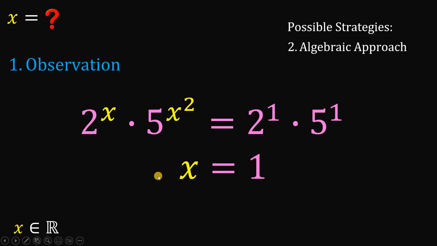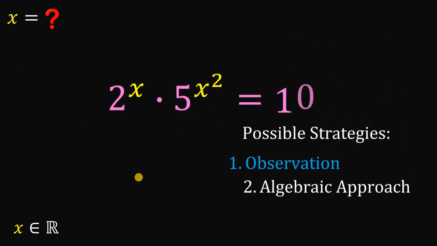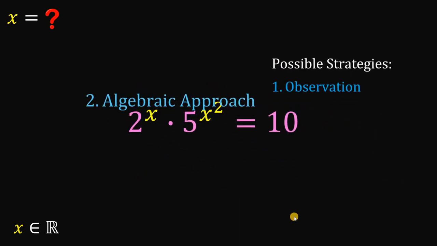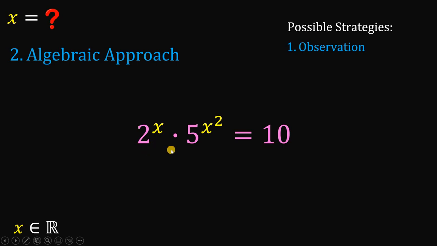But here's the question, is this the only real solution or real value for x? Now, we don't know if x equals 1 is the only real solution, so let's start our algebraic approach. So again, given this equation, 2 raised to x times 5 raised to x squared equals 10. Now, to answer this question using algebraic approach or using pure algebra, we will use the laws of logarithm a lot.